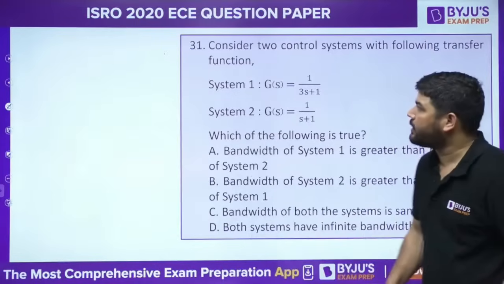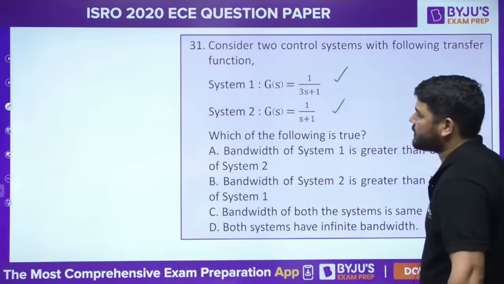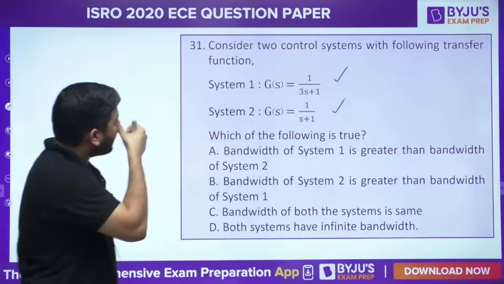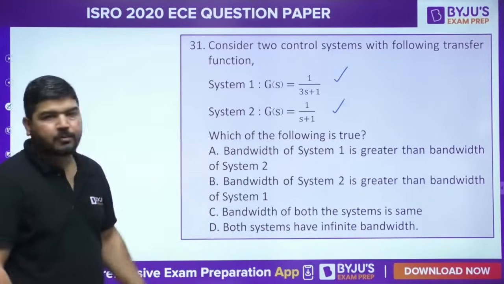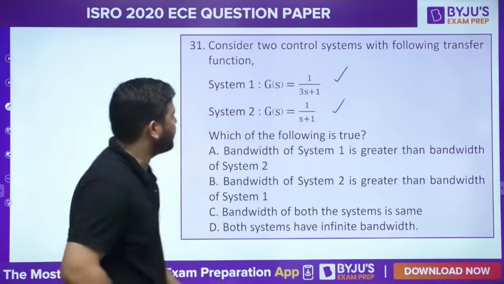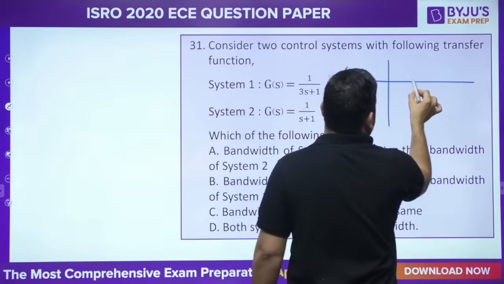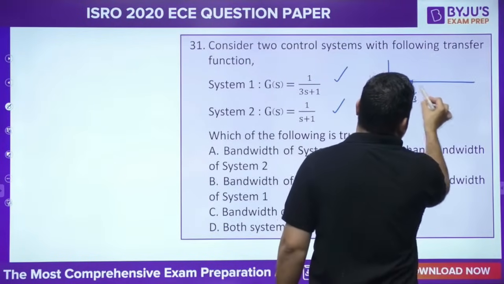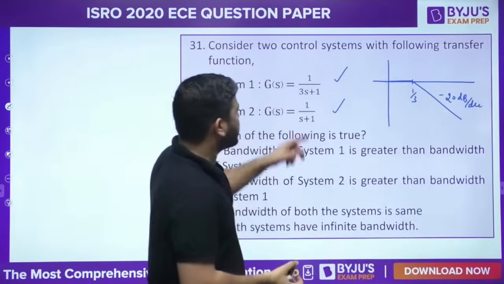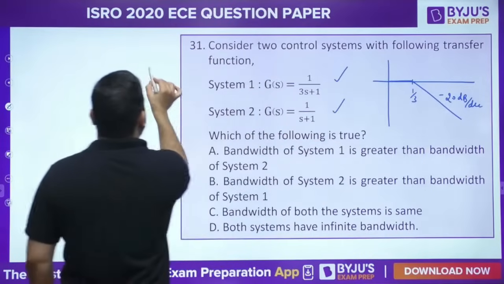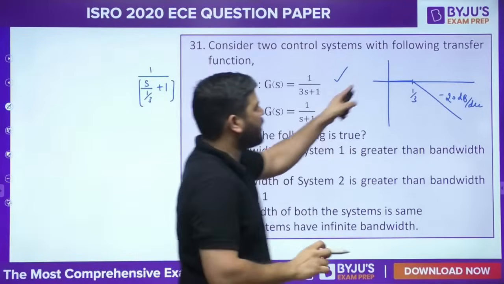The next question on your screen is, consider two control systems with the following transfer functions. This is transfer function 1. This is transfer function number 2. Now, which one of the following is true? Bandwidth of system 1 is greater than the bandwidth of system 2. How to check the bandwidth? It's very simple. If you draw its Bode plot, it will look like this. It is minus 20 dB per decade. Roughly like this. So what I'm doing is writing it as 1 over (S/3 + 1), and I'm drawing its Bode plot like this.